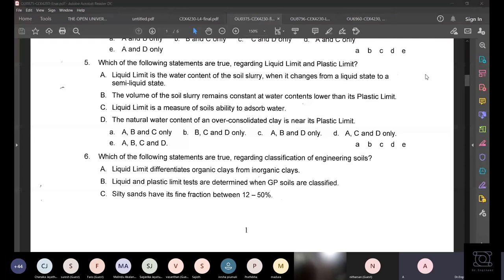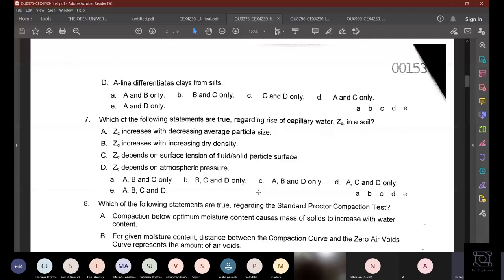The next thing, silty sand has its fine fraction between 12 to 50, right? So again, silty sands, right? So there is definitely a high percentage of silt, right? So in that sense, the fine percentage may be between 12 to 15, right? And the final statement is A line differentiates clay from silt. That is obviously correct. So C and D would be the better options for this one.